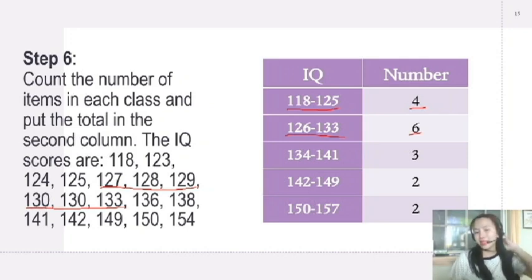See, it's easier to pick it out because we have arranged them in order. Continuing, for the interval 134 to 141, we have 136, 138, and lastly 141. Now with the interval 142 to 149, we have these 2 numbers included in that interval. And lastly, with 150 to 157, we have 2 numbers, which are 150 and 154.